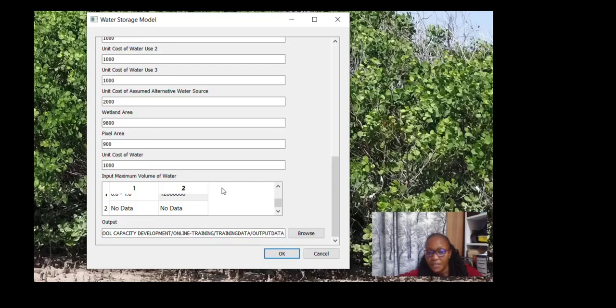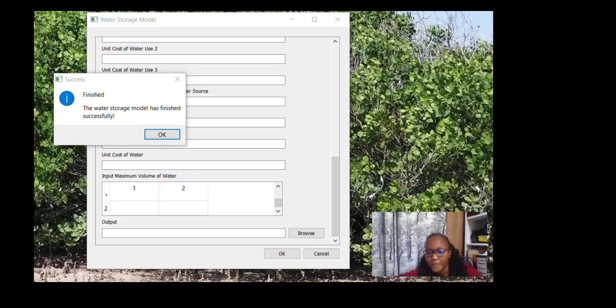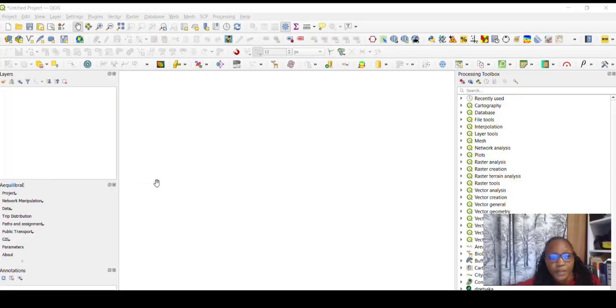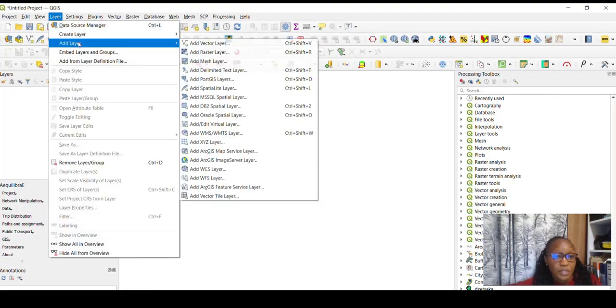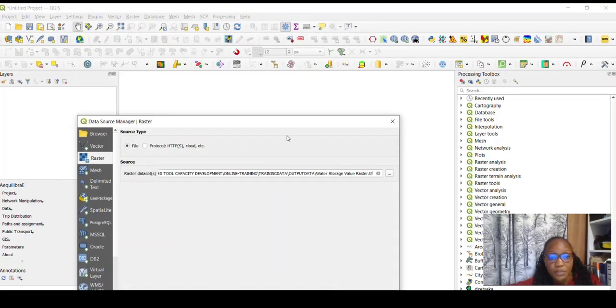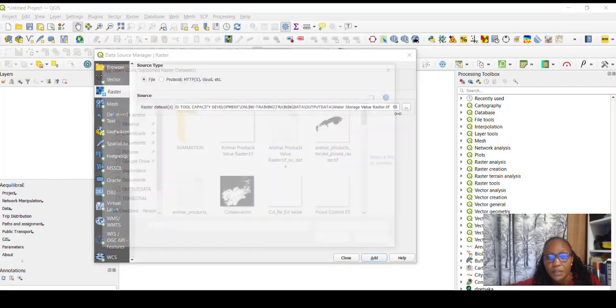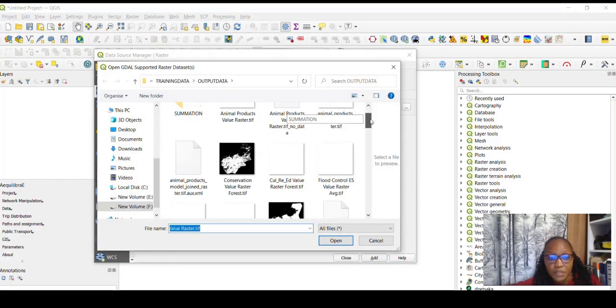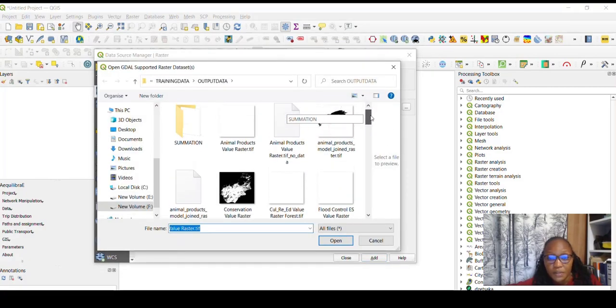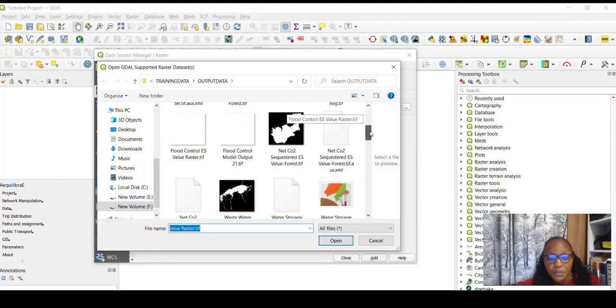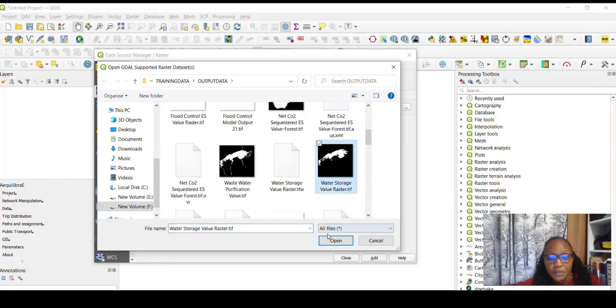So the model has finished, and we can go to QGIS and visualize the product. We now add our water storage output from the water storage model, from the output data folder, water storage. There we are.